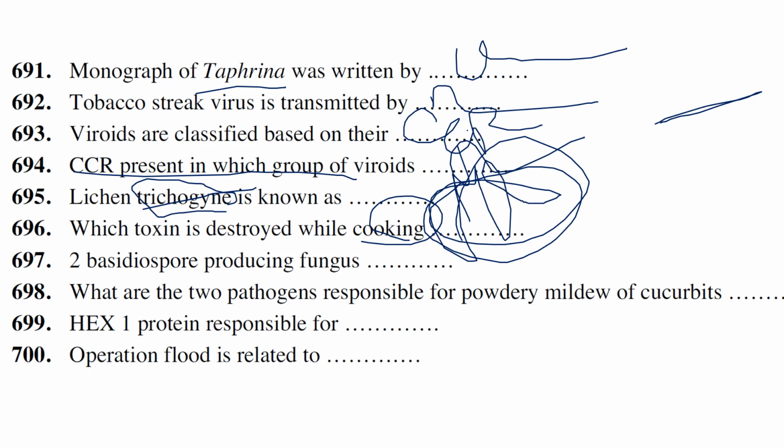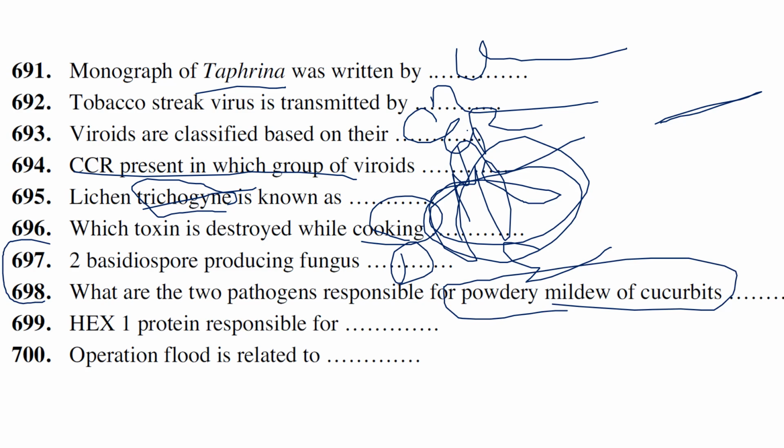Two basidiospore producing fungi are also important. Okay, Agaricus bisporus and Exobasidium vexans actually produce two basidiospores. And what are the two pathogens responsible for the powdery mildew of cucurbits? These two are very important, right? The two basidiospore producing fungi are Agaricus bisporus and Exobasidium vexans.